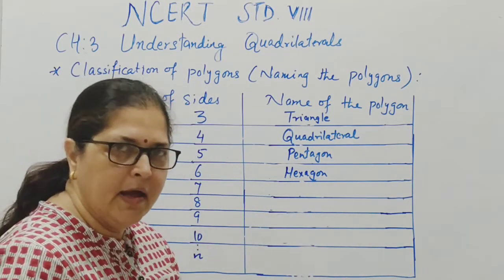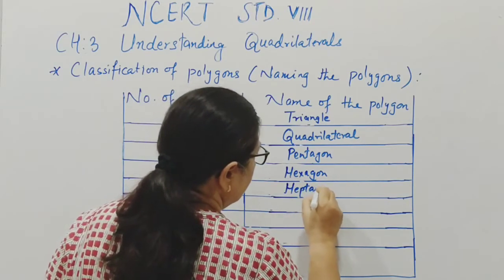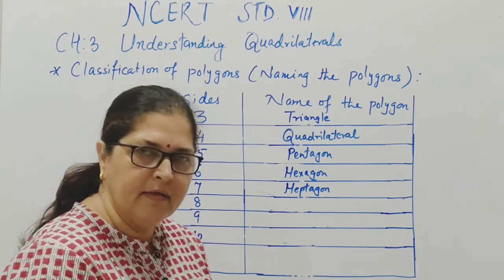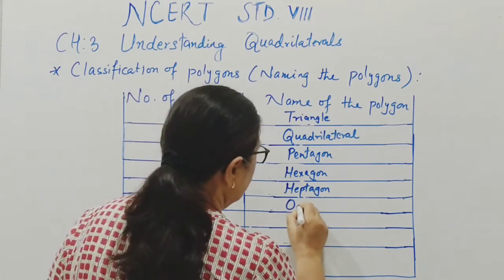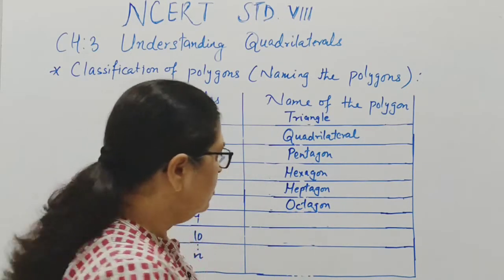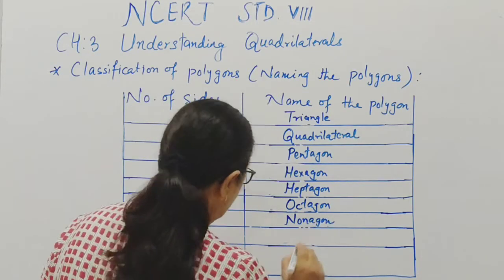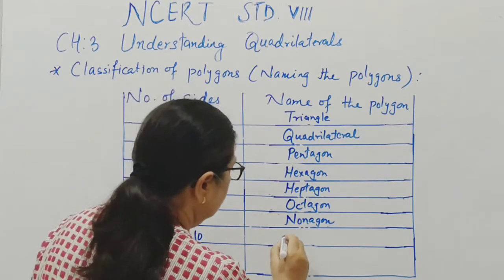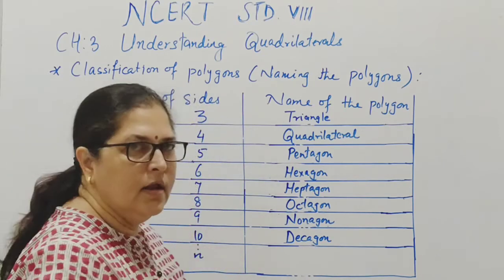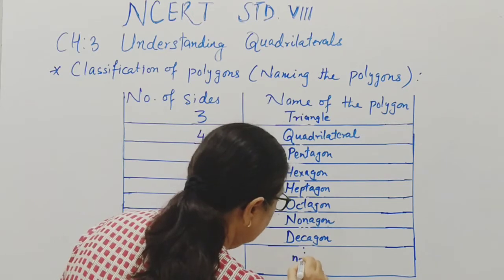Seven-sided polygon is named as heptagon. Eight-sided polygon is named as octagon. Nine-sided polygon, nonagon. 10-sided polygon, decagon. In general, n-sided polygon is named as n-gon.